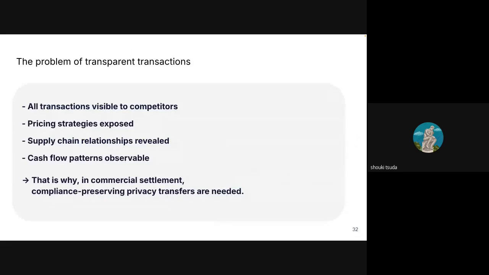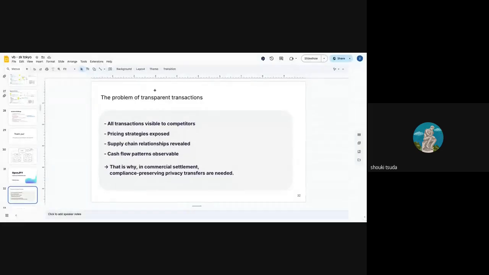Stable coins are now available in Japan. However, using stable coins for payment comes with challenges. The problem of transparent transactions becomes critical when used for commercial settlement between enterprises. All transactions are visible to competitors. Pricing strategies are exposed, supply chain relations revealed, and cash flow patterns observable.